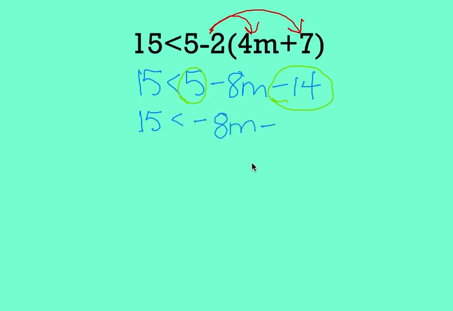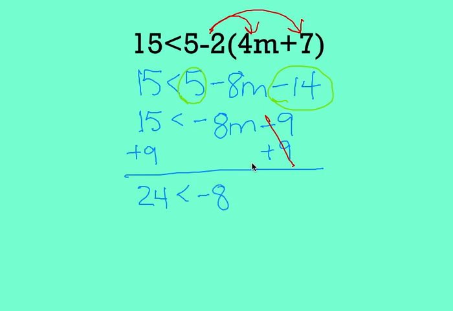-8m minus 9. And now we're back to a point just like yesterday where we need to isolate our variable. So we're going to add 9 because it was being held on by subtraction to both sides. So this will cancel out. 15 plus 9 is going to give us 24. So 24 is less than -8m.